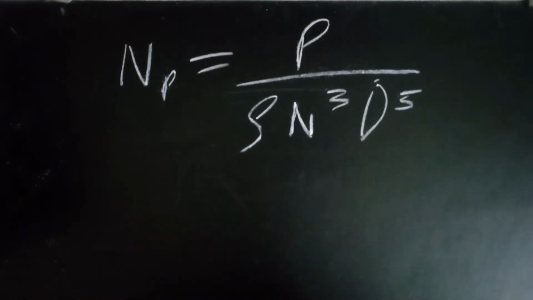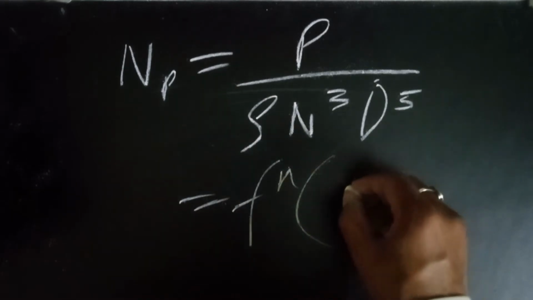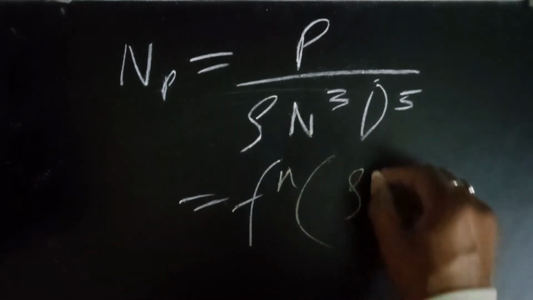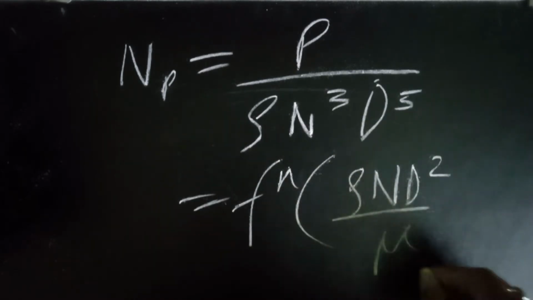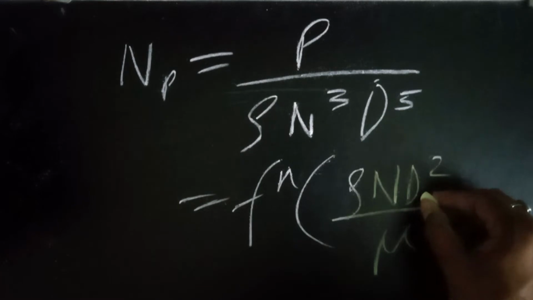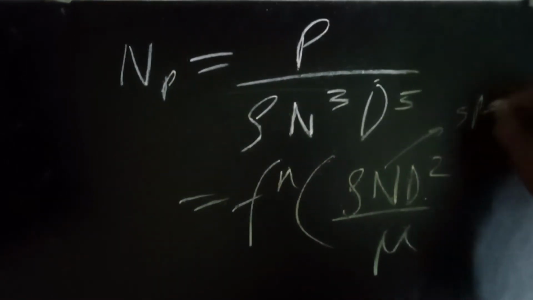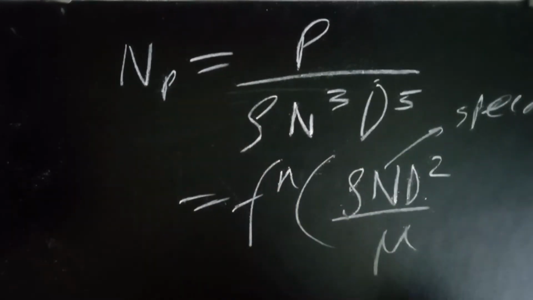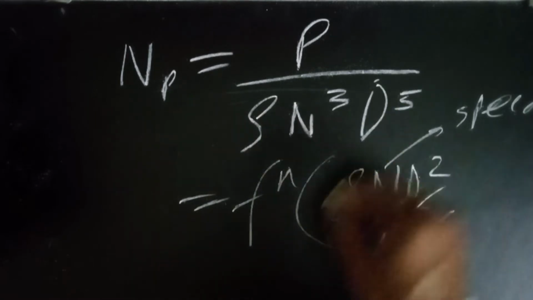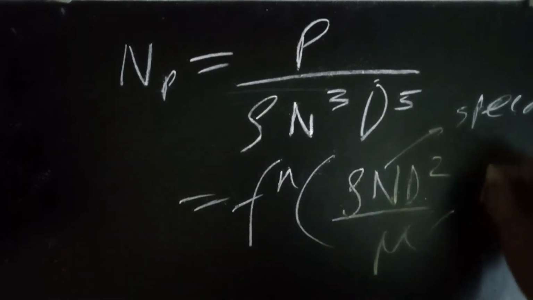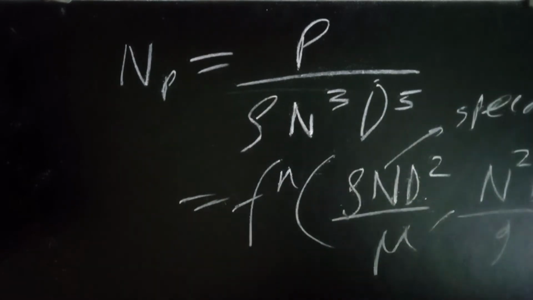So what we can find out is that this is also a function of the Reynolds number and the Froude number. The Reynolds number in the case of mixing is rho n d squared by mu. Instead of rho v d, here the speed n is given in rpm, so it is rho n d squared upon mu. The Froude number here is denoted by n squared d by g. Np is a function of these.